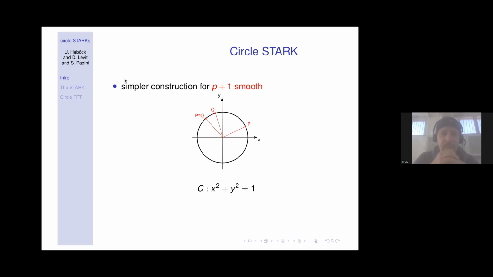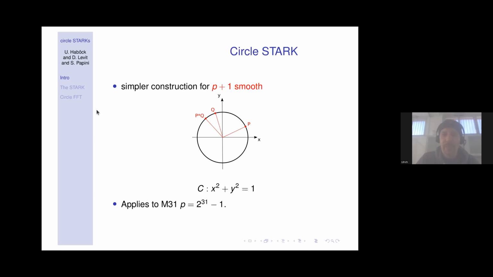The point of the Circle STARK is to have a really direct translation of the ECFFT STARK to a much simpler curve, a curve that everybody can understand because it's a quadratic curve. It's the unit circle. It's a group, as you can see. You just have an angular addition, or, in the spirit of complex numbers, you just multiply complex numbers on the unit circle. That's the group law here. The reason this curve is interesting, the P+1 smooth case, is that it applies to Mersenne 31, which is probably amongst these prime fields one of the best choices for efficient arithmetic on standard CPU architectures.